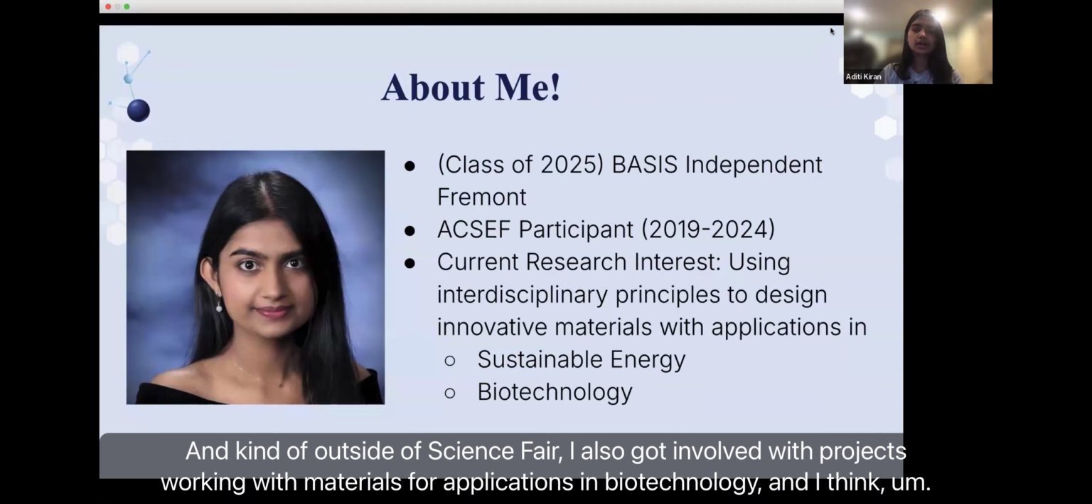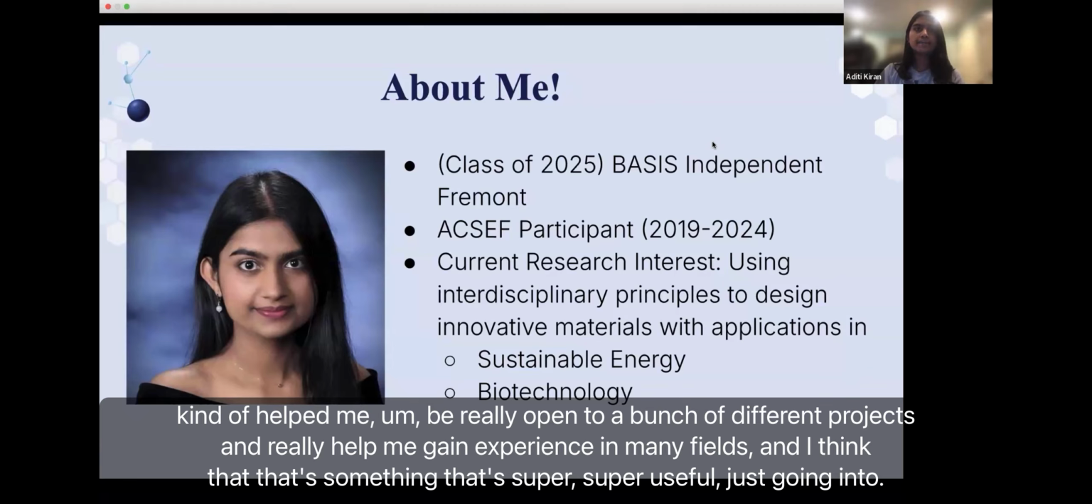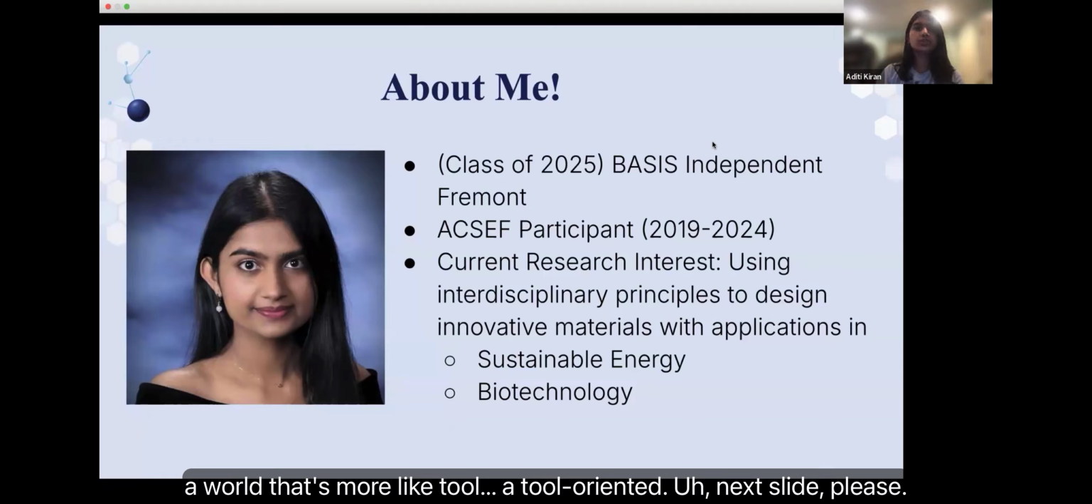And I think not being focused on one sole application, but rather being more interested in the science of it all helped me be really open to a bunch of different projects and really helped me gain experience in many fields. And I think that's something that's super useful going into a world that's more tool oriented. Next slide, please.